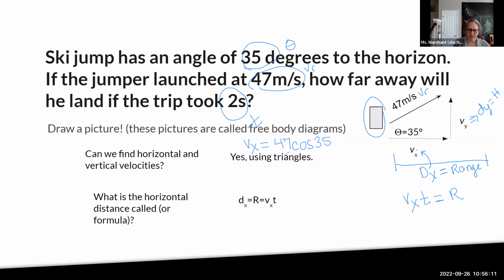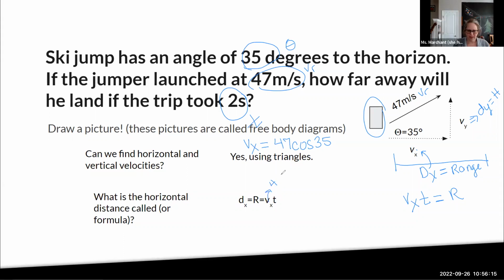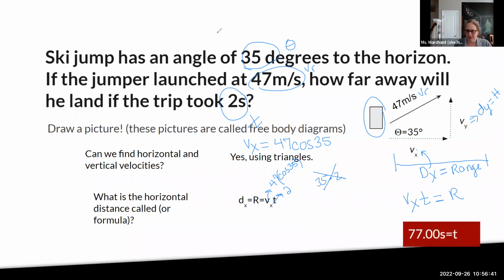So what do I know? This velocity in the x is 47 cosine 35, and my time was given to me as 2. So I'm just going to multiply those together. Be very careful that you have the cosine 35 in its own area, or else it's going to give you the cosine of 70, because you might have said 35 times 2. That is not going to work. So if you're checking out your answer, here's the answer down there, 77.00.